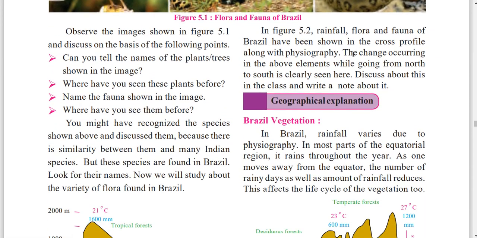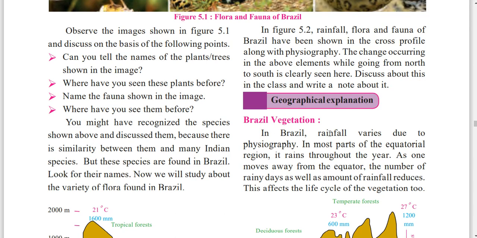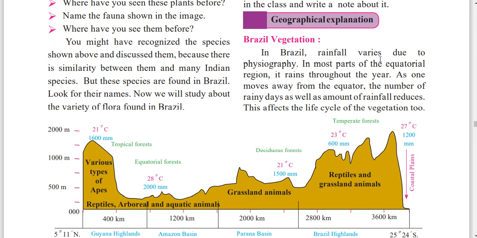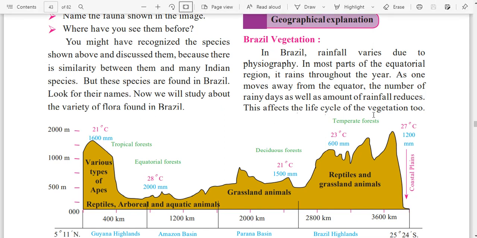Let's read the text further. The change occurring in the above elements while going from north to south is clearly seen here. Discuss about these in the class and write a note about it. Graphical explanation. Brazil vegetation. In Brazil, rainfall varies due to physiography. In most parts of the equatorial region, it rains throughout the year. As one moves away from the equator, the number of rainy days as well as the amount of rainfall reduces. This affects the life cycle of the vegetation too.